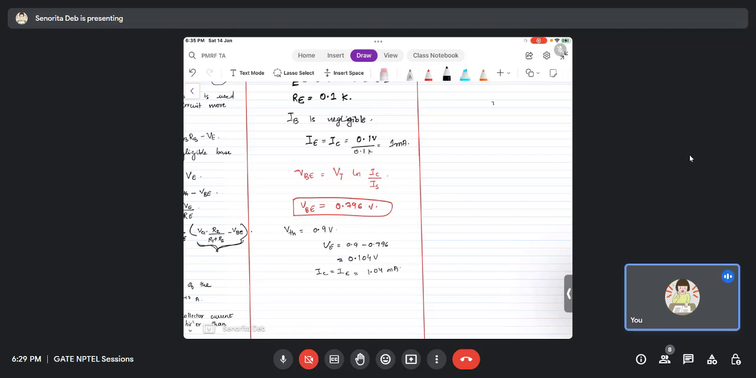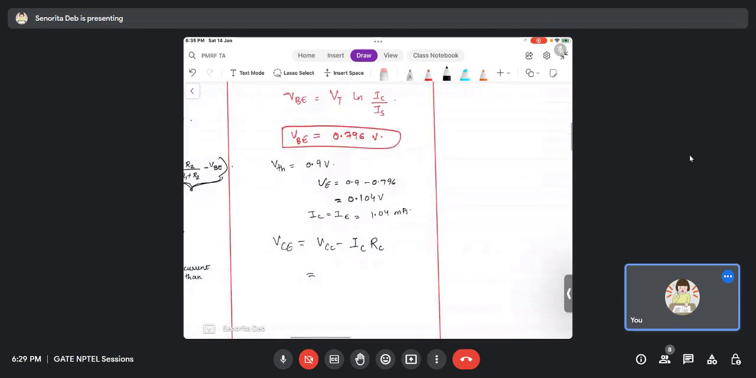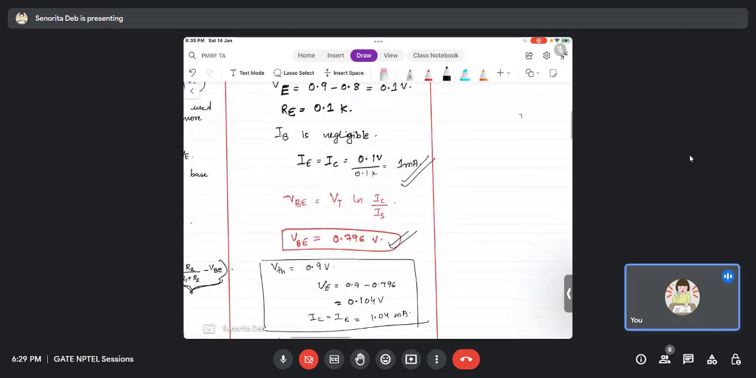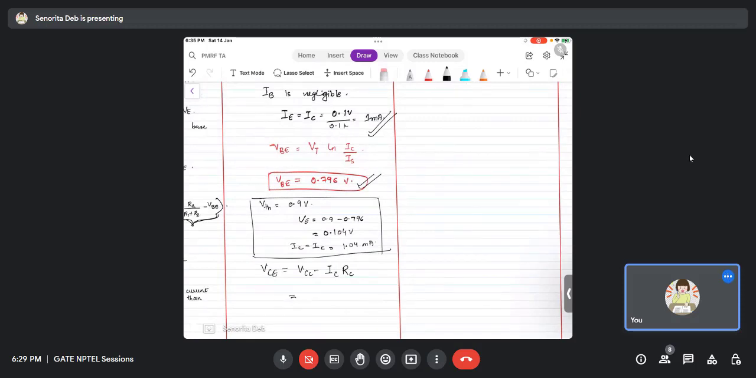Now determine whether it is in active mode or not. So VCE you find, VC is VCC minus ICRC. Tell me what you are getting. IC you take as 1 milliampere. So this 1.04, I am checking it, okay? So your actual answer has come. VB 0.796 and IC 1 milliampere, your actual answer has come. 0.796 or 0.8, it doesn't matter, you can take 1.04 also, okay?